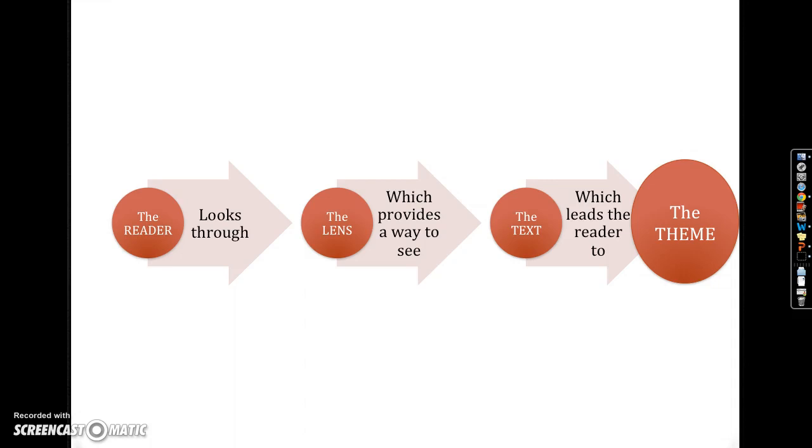You, as the reader, choose a lens to look through, and that lens provides a certain way to see the text, which finally leads the reader to the theme of the literature. There can be multiple literary lenses applied to the same novel. It all depends on what details the reader chooses to focus on.